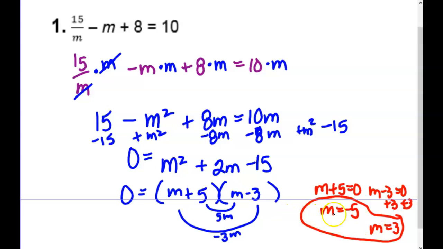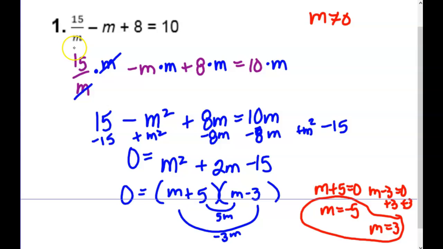Okay. Neither of those would make the denominator 0. What is the only exclusion here, guys? M cannot equal 0 because it was the only thing in the denominator at the beginning of the problem.